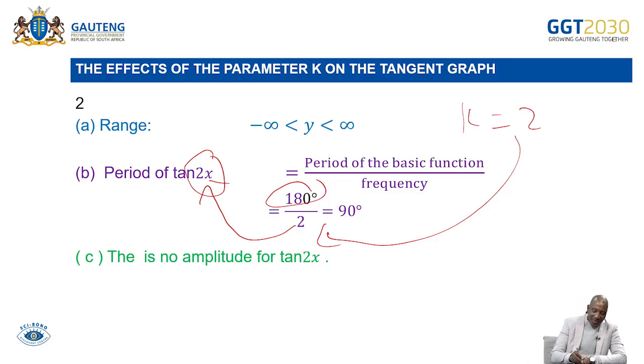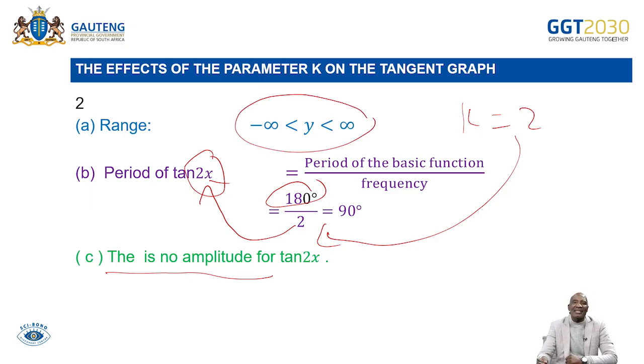Again, such graphs in tangent do not have amplitudes because they are unbounded. You can see it from there. They are unbounded, from minus infinity to infinity. Therefore, there is no amplitude for a tangent graph. Whether it's tan x, tan 2x, tan 3x, tan a quarter of x, or tan half x, there is no amplitude. You can't define it because the graph runs from minus infinity up to positive infinity.